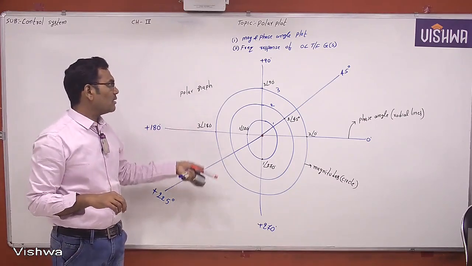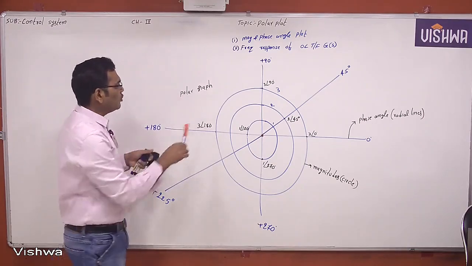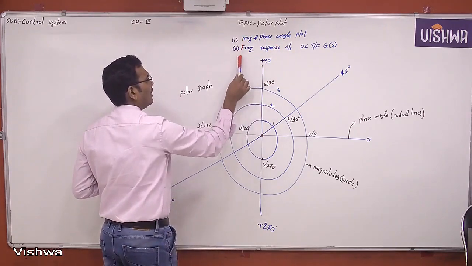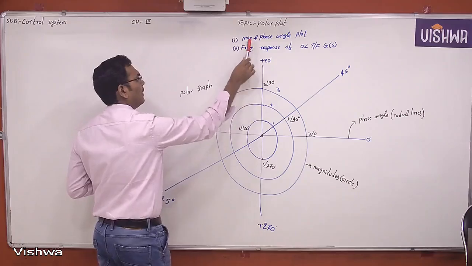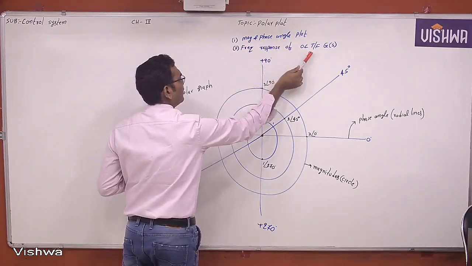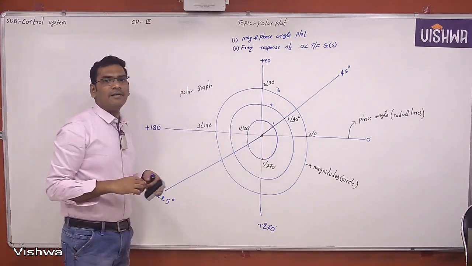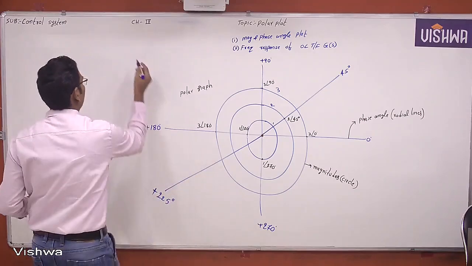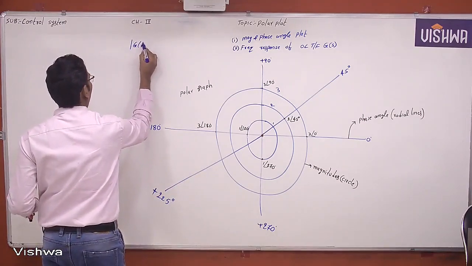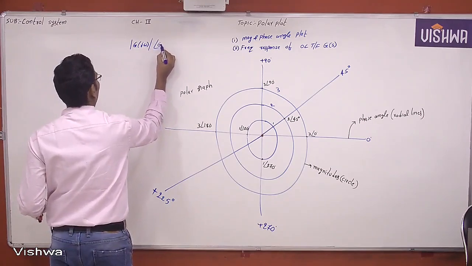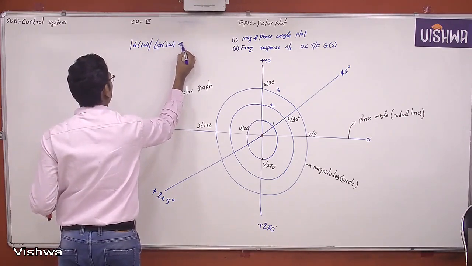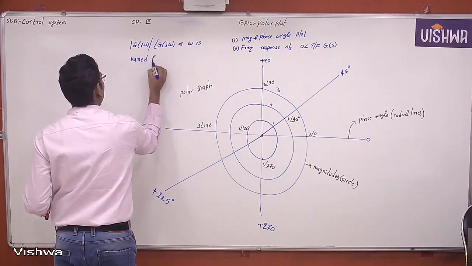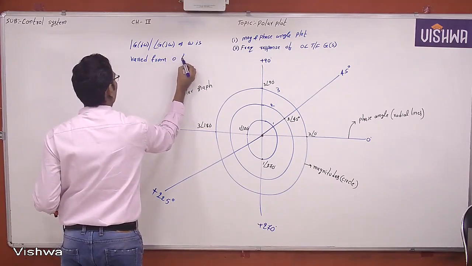Now note this down. The polar plot is nothing but magnitude and phase angle, but this is the frequency response. Therefore, how do we link this to the definition of a polar plot? What is the polar plot definition? The polar plot is nothing but the magnitude and phase angle of an open loop transfer function as the frequency is varied from 0 to infinity.